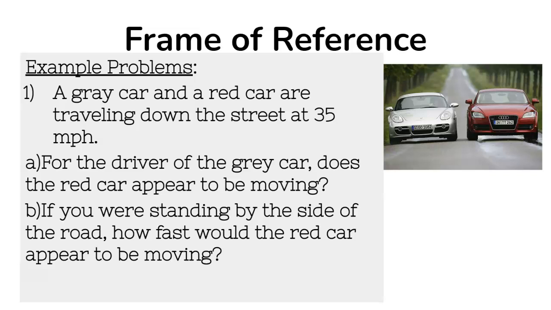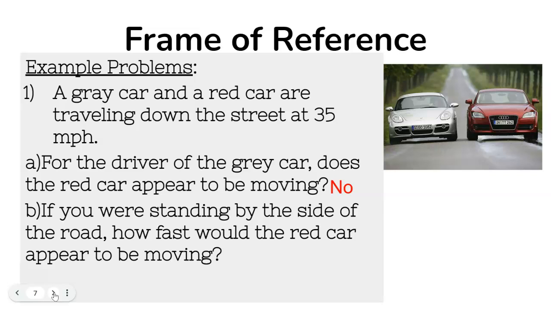If we're driving a gray car and a red car is next to us and we're both going at the exact same speed, then we're not going to be able to tell that other car is in motion, okay? So the answer to that is no, because we're both in constant motion, and so it doesn't appear that the other car is moving anywhere, if that makes sense. Because relative to us, they're not going anywhere because we're in the same position.